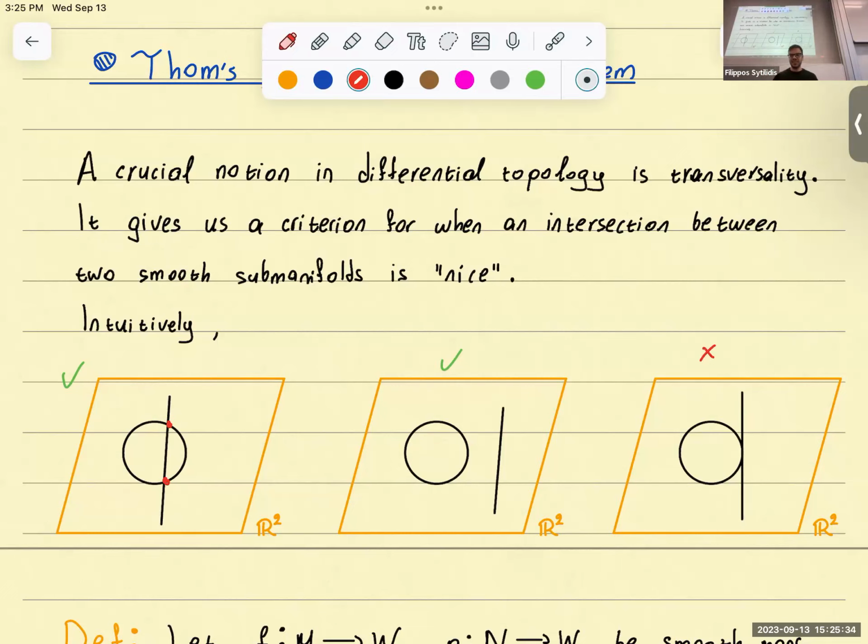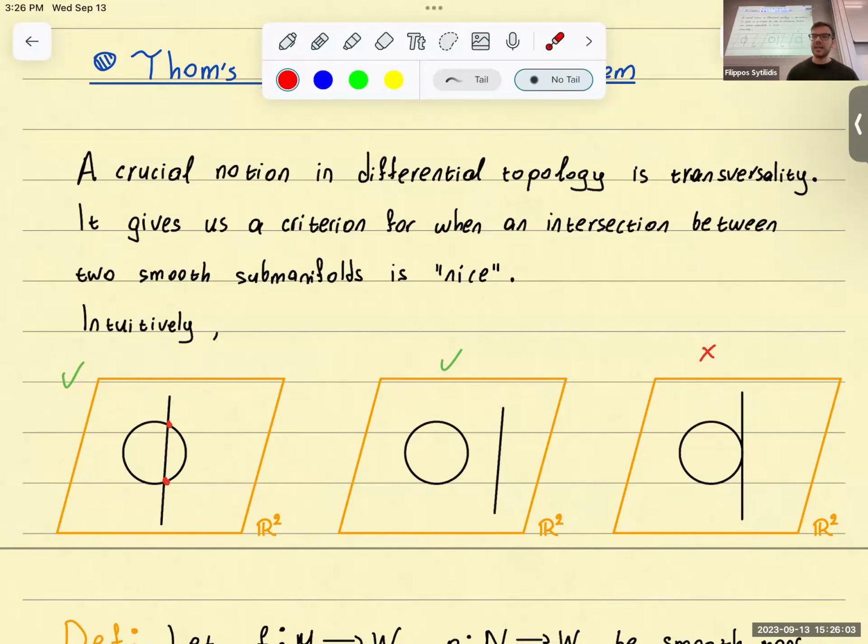Which is like the tangent. And the intuitive picture is that if you give me a nice intersection and I perturb it a little bit, I haven't changed the number of points in which the two things that I care about intersect. So if I take this line and I perturb it a little bit in R2, I'm still going to be intersecting the circle at 2 points.